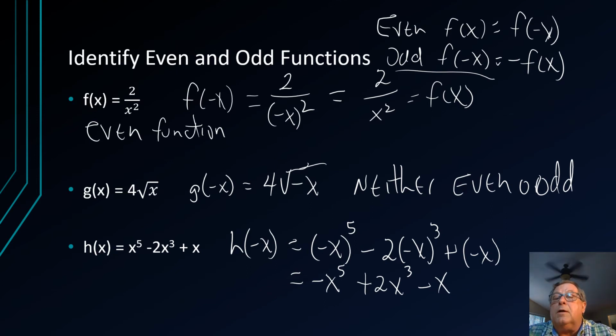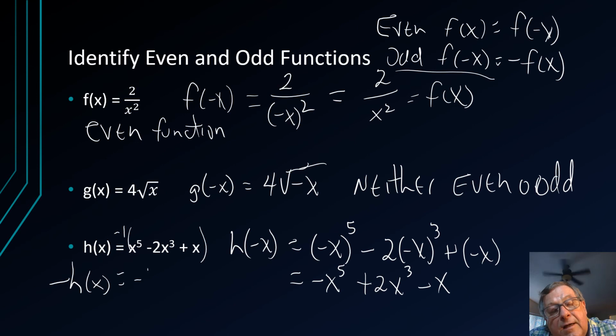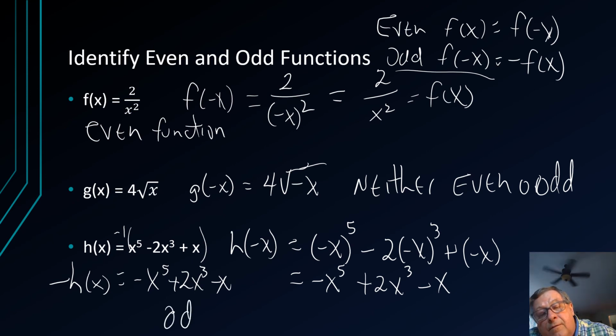Well, that's what h of negative x would be. Well, what about if I do negative h of x? That would be like distributing negative 1 to that whole original function. And if I did that, then that's negative x to the 5th plus 2x cubed minus x, distributing a negative 1. Well, that equals h of negative x. And so this is an odd function.